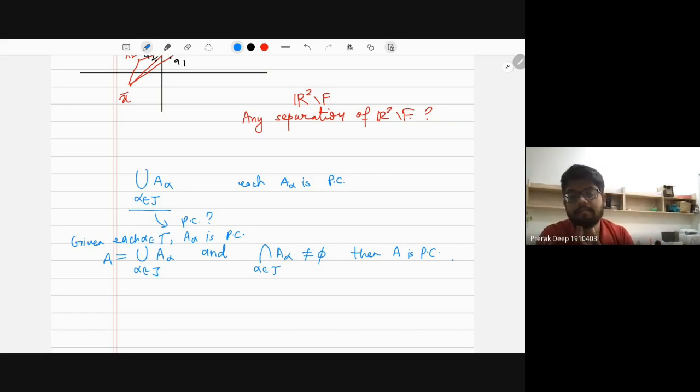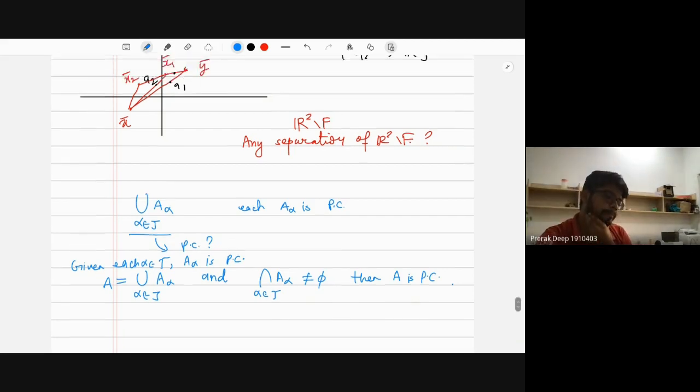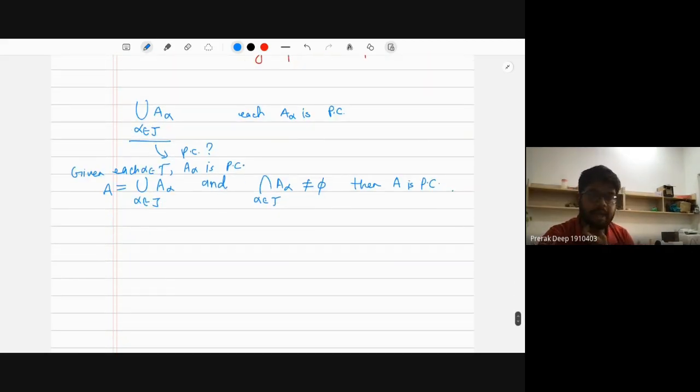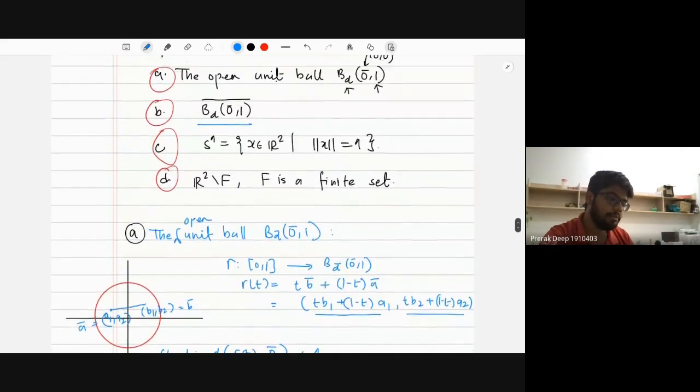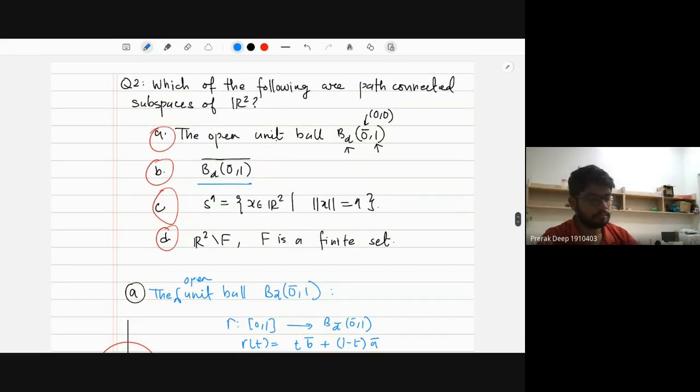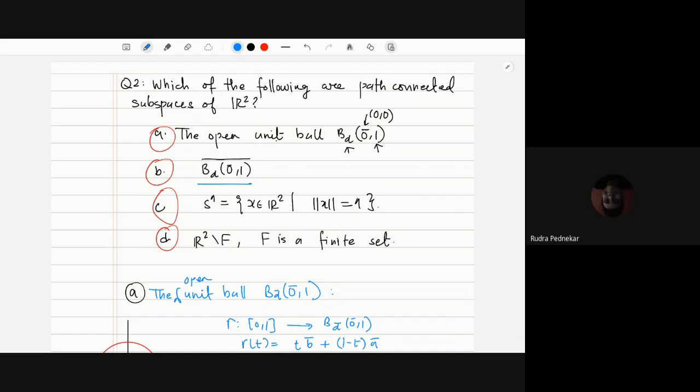So the above does not apply in the first question because their intersection was empty. Their intersection needs to be non-empty, and not just the intersection of any two pairwise points. It needs to be the intersection of all the components that you are taking. All right. Okay. Any other question? First of all, let me check whether this question number two is clear to all of you. Yes, sir. Okay. Good.